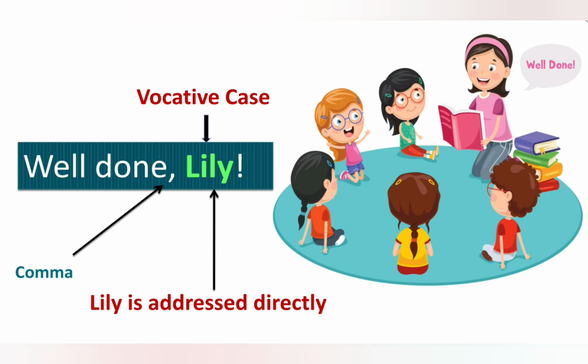Take a look at this example. Well done, Lily. Here, Lily is separated from the rest of the sentence with a comma and she is addressed directly. Hence, Lily is the noun in vocative case.